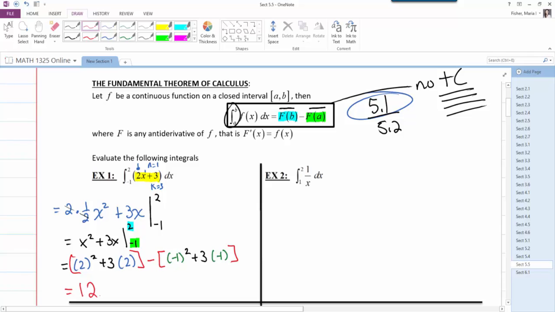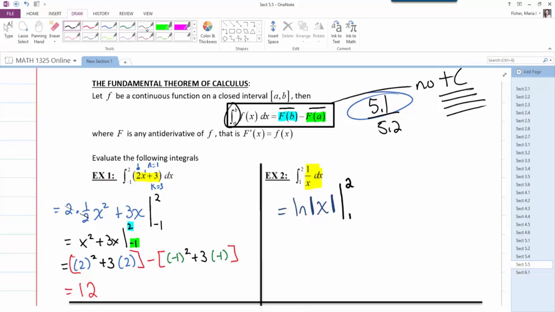What about number 2? The integral from 1 to 2 of 1 over x dx. So first, let's use the rules we know to integrate 1 over x dx. Well, the integral of 1 over x dx we know is equal to the natural log of the absolute value of x. And again, typically we write plus c, but because this is a definite integral, we write our bar, place our lower limit of integration there, and our upper limit of integration there.